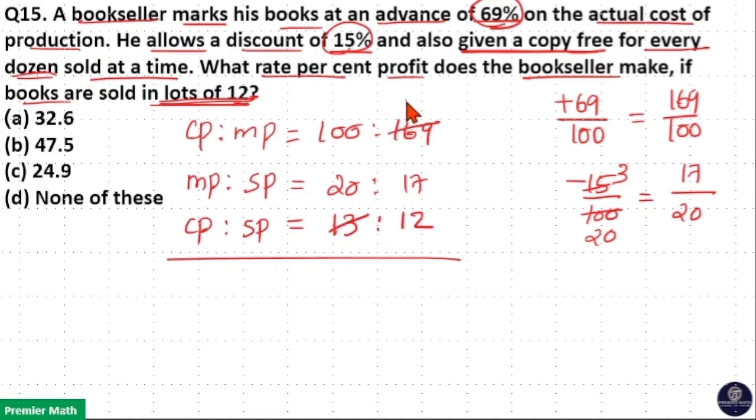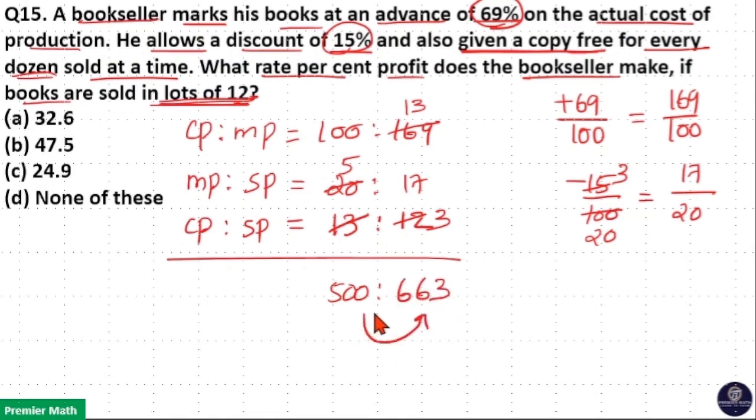13 goes 13 times in 169. 4 goes 3 times in 12. 4 goes 5 times in 20. 100 into 5 is 500, and 17 into 3 is 51. 51 into 13: 51 into 10 is 510, 51 into 3 is 153. 153 plus 510 is equal to 663.